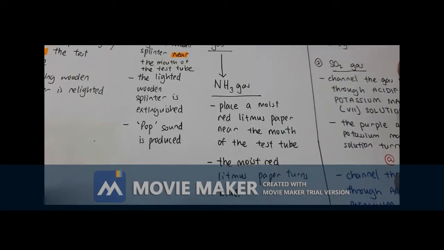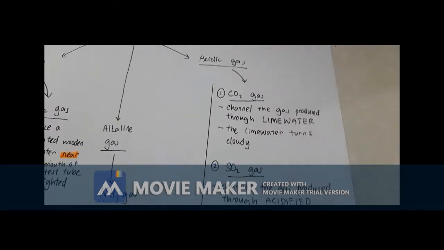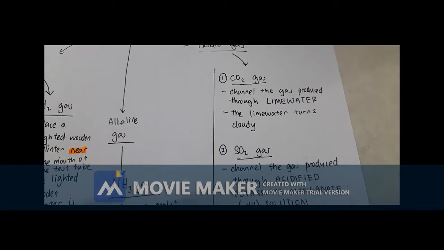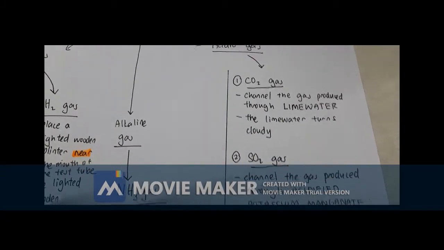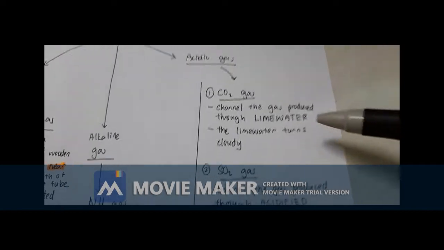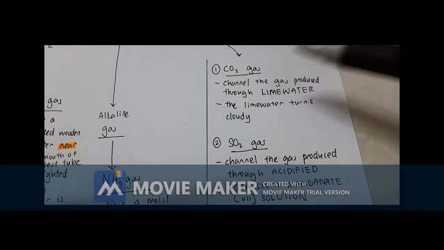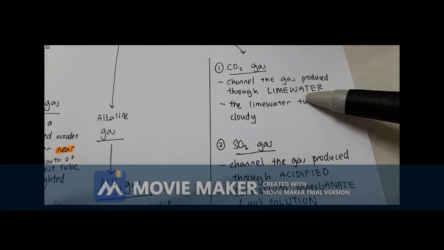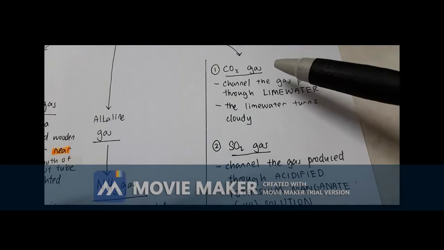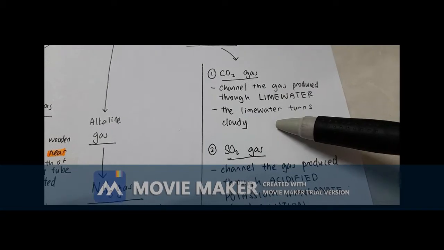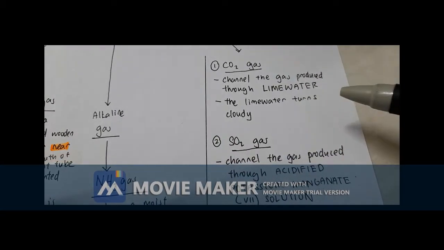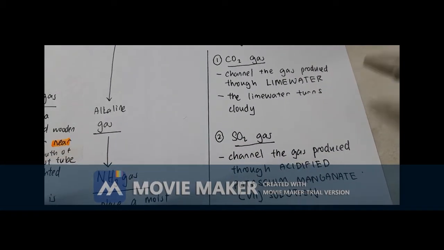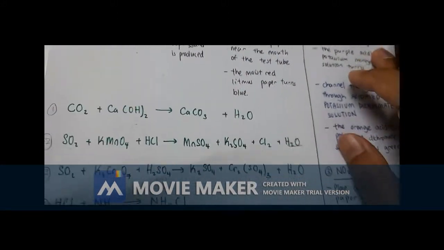Okay, so next we have acidic gas. There are 5 acidic gases, so we'll go through this slowly. The first acidic gas we learn is CO2 gas. First we have to channel the gas produced through lime water, and when CO2 gas is present, the lime water will turn cloudy. The reason why the lime water turns cloudy is because, okay, let's look at the equation.